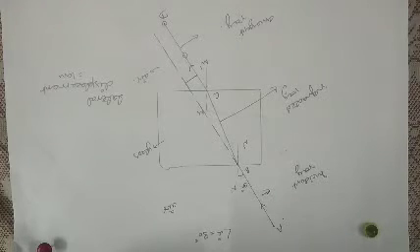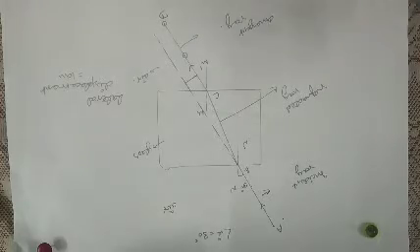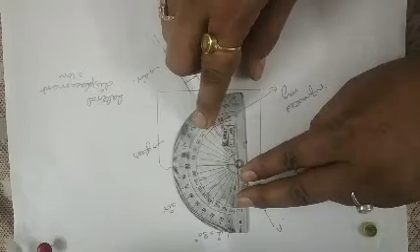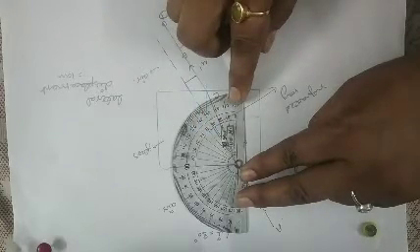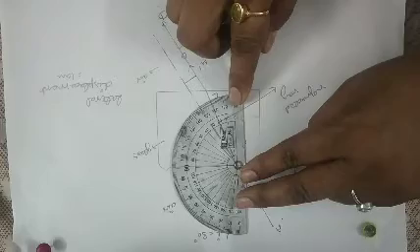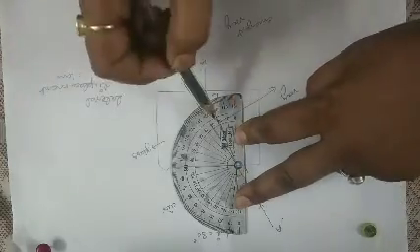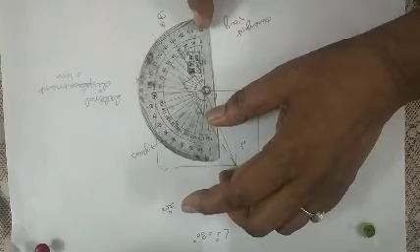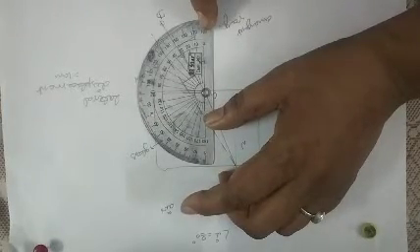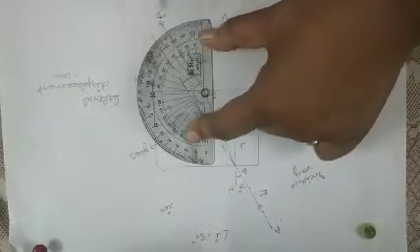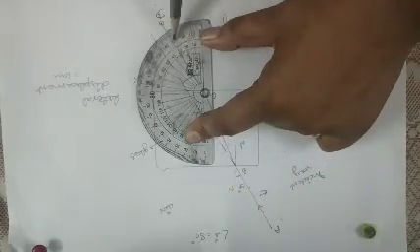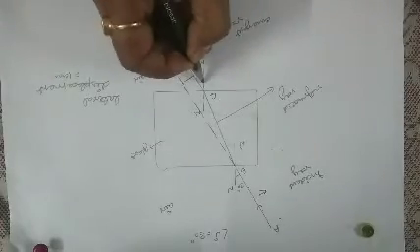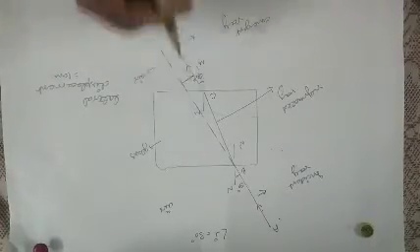Now even we can measure the angle of emergence also, or angle of refraction also. Keep the protector here. Here you can see the refracted angle. You can measure the refracted angle. Got it? Then even you can measure the emergent ray also. Keep the protector here. Here you can see the angle of emergence is also coming 30 degree. So here the angle of emergence is 30 degree.